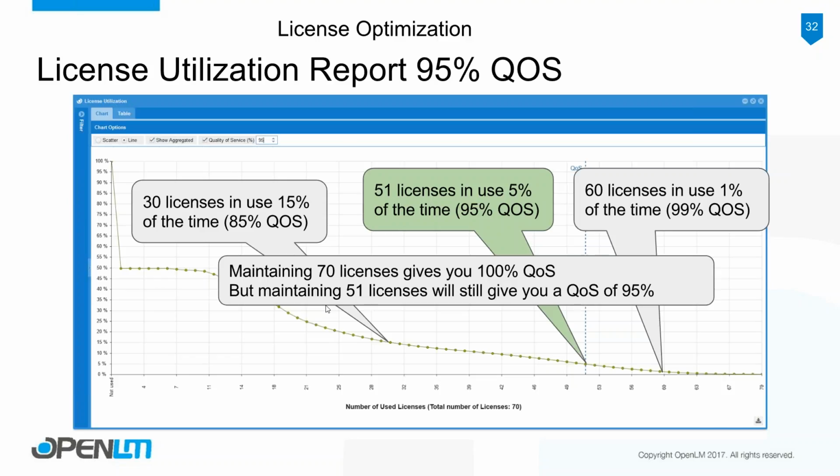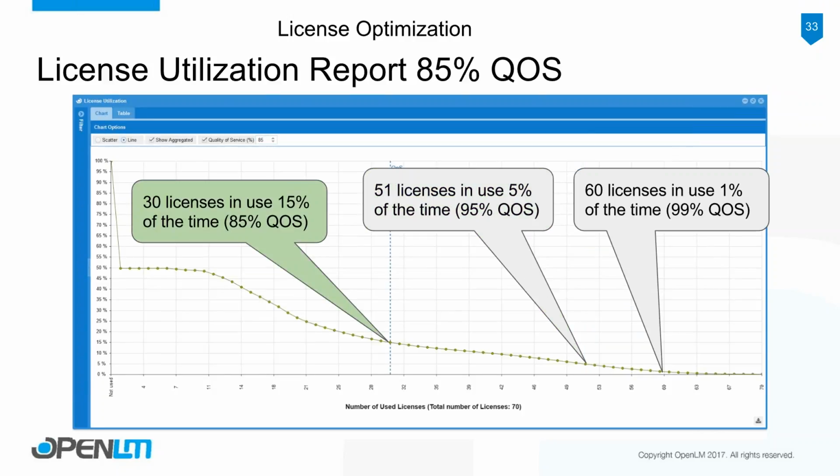So this is the license utilization report. It's based on historical usage statistics. It maps different numbers of licenses to the percentage of time that number has been in use. In this example, 60 out of a total of 70 licenses of the pool are in use a mere 1% of the time, and 51 licenses are in use 5% of the time. The bottom line is that your current level of service is 100%, and that's good.